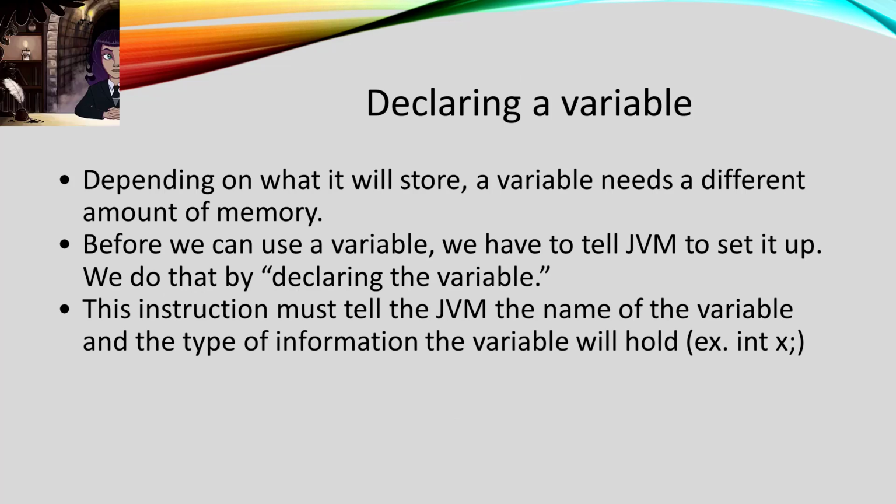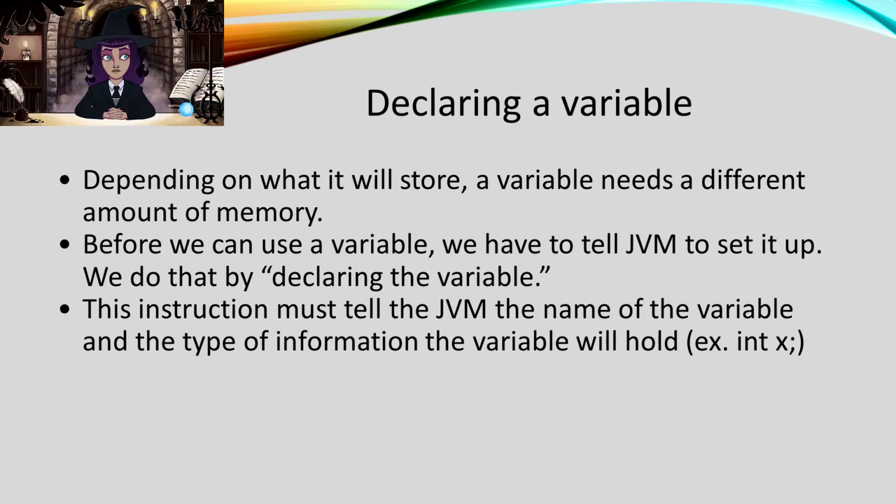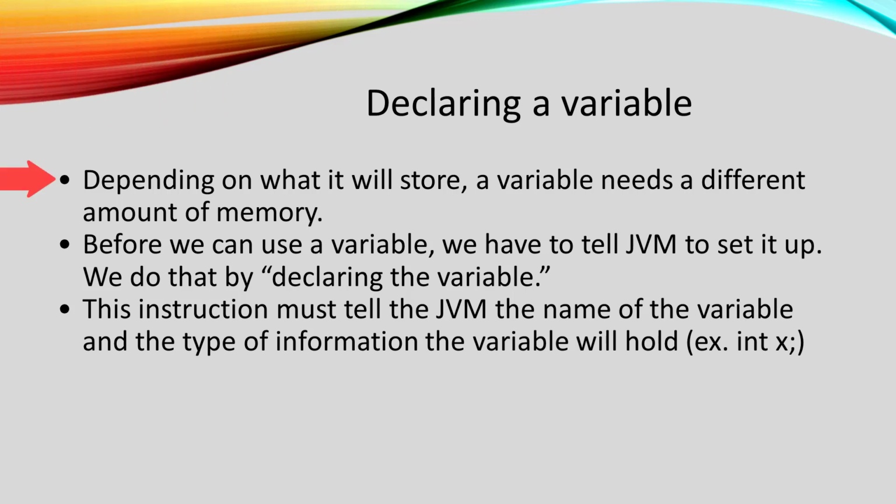The compiler. Remember, the compiler is the software that is translating our source code into Java bytecode. That's right. Thanks for the reminder. The compiler needs to know about our variables because it writes the code that allocates the memory for each variable. This means that we need to tell the compiler about each variable before we can use that variable. We call this declaring the variable. The instruction that declares a variable specifies the type of information that the variable will hold and the name of the variable followed by a semicolon.